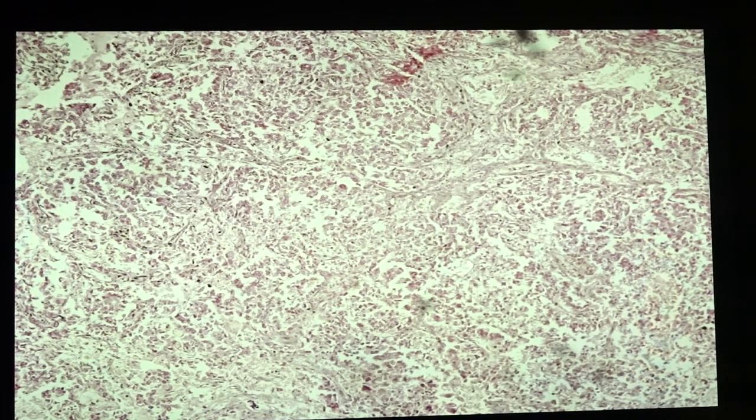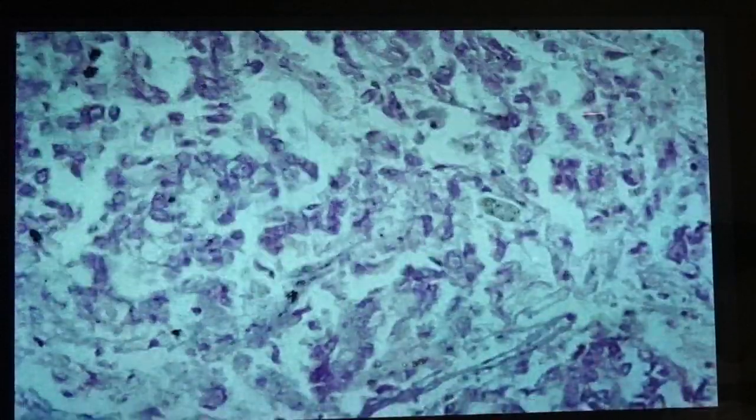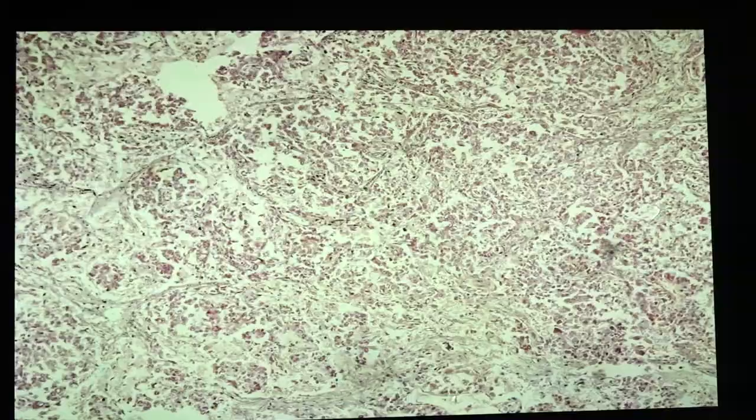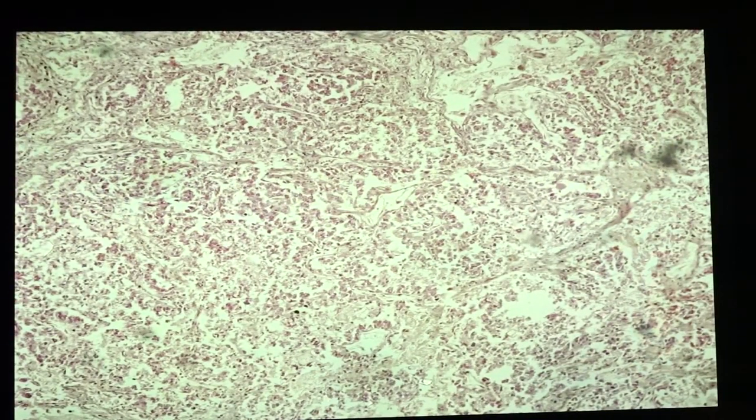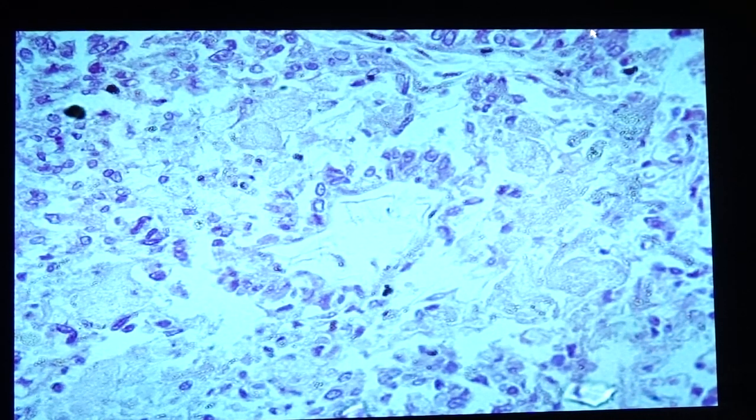What we have to look for here is the presence of a blood vessel. First of all, you have to look for a blood vessel. You have a lot of cells in the background like this, so you look for a blood vessel. So you see a blood vessel. Let me look at the high power magnification. This blood vessel in the center is surrounded by tumor cells. This is what we call the Schiller-Duval body. Let's try to look for another one.